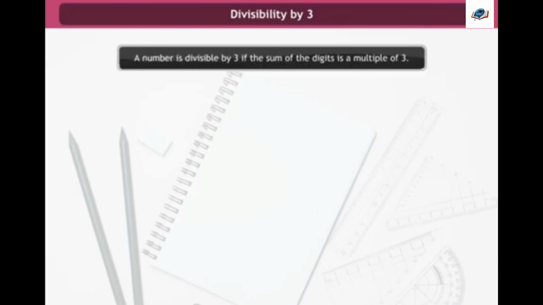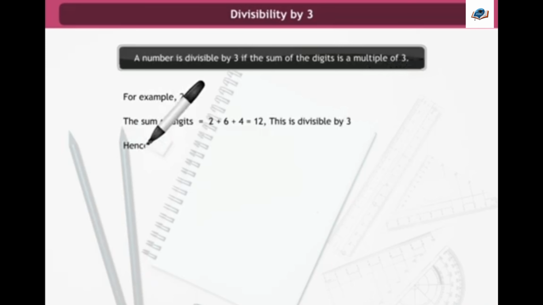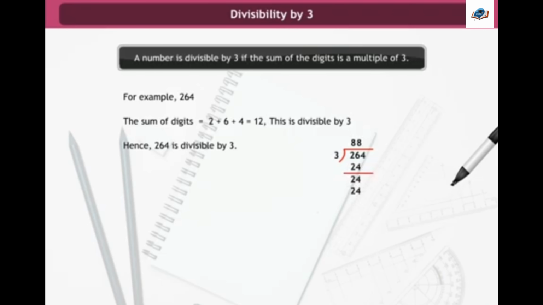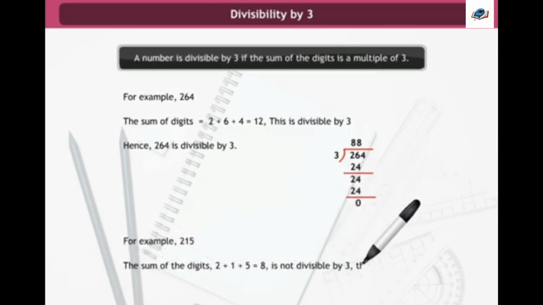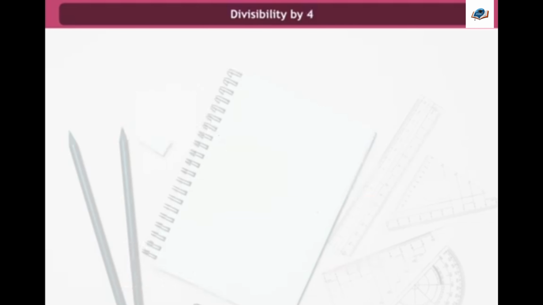Divisibility by 3. A number is divisible by 3 if the sum of its digits is a multiple of 3. For example, 264 is divisible by 3 as the sum of its digits, that is 12, is divisible by 3. We can verify the rule by dividing 264 by 3. 215 is not divisible by 3 as the sum of its digits, that is 8, is not divisible by 3.